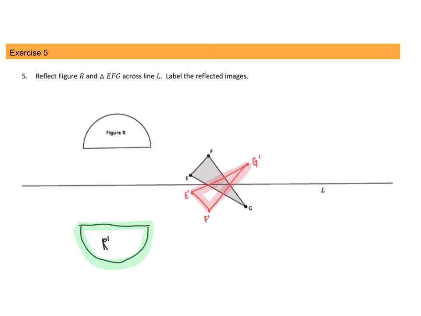That's my suggestion for you. That's a strategy. Just do 1 point at a time. Okay? And that's what it should look like when you have it reflected. Make sure you label your images with primes. All right, moving on.